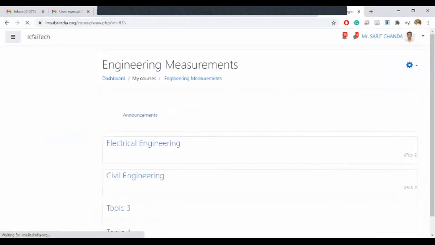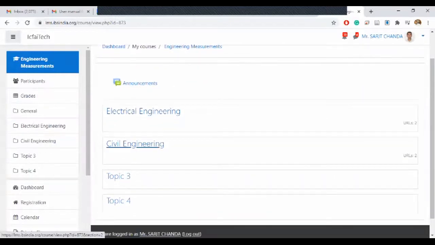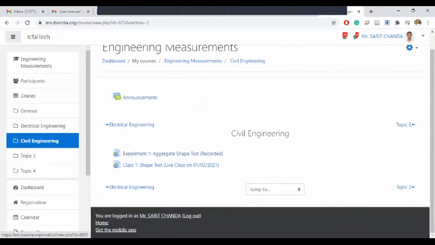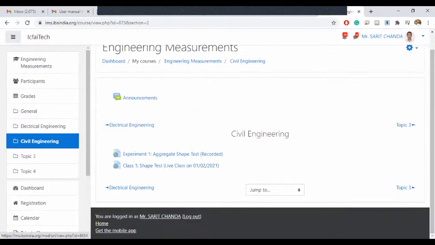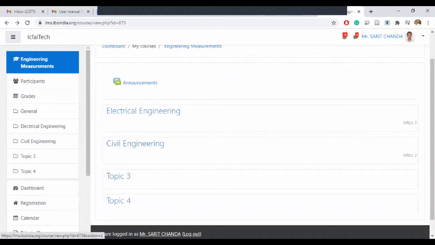In your engineering measurement course, all the civil related stuff we are posting inside the civil folder. There you will get the first experiment we did last class, and this one is the last class lecture video. In this live class we are also recording in Zoom, so that link also we are giving. In this class also it has been recorded, so that link also you will get. Materials and all these things will be uploaded inside the civil folder. Make sure that you open the civil folder, then only you will get all the information.